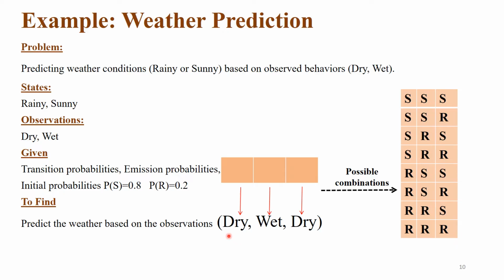When we say the observations are dry, wet, dry on 3 successive days, the hidden weather can be any of these combinations. For 3 days, the observations are given, so there are 2 power 3 combinations, starting from sunny, sunny, sunny, up to rainy, rainy, rainy. So in between, there are 8 combinations. Now the task is to find the probability of each and every sequence, and whichever sequence has the maximum probability, that is the weather.